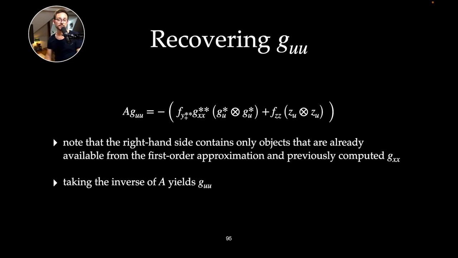Okay, so taking the inverse of A yields GUU. And again, if you only want to compute the second order approximation, fine, you can stop right here. But to understand third, fourth, fifth, sixth, etc. order approximations, let's have a closer look at the right-hand side.